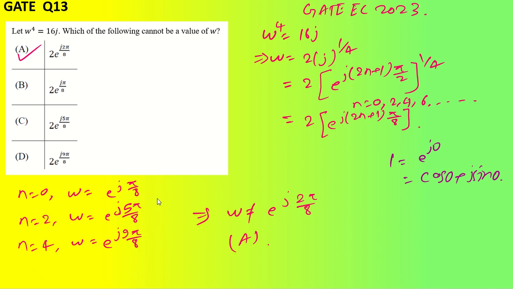So what is the value that you are not getting here? 2 pi by 8 or 4 pi by 8 or 8 pi by 8, something like that you are not having. The even numbers are not there. So option number A is correct. Understood? Okay, fine, thank you.